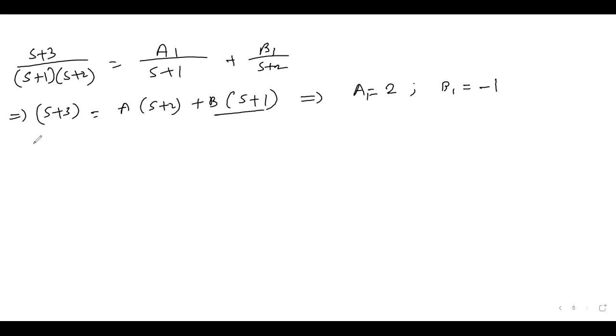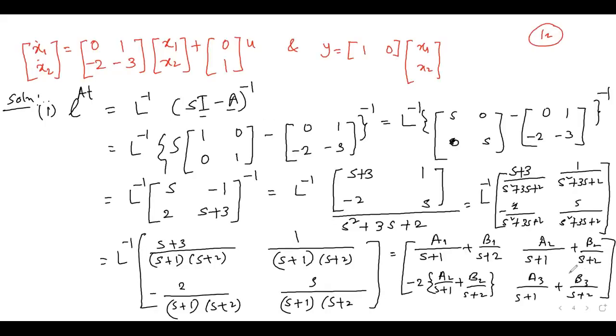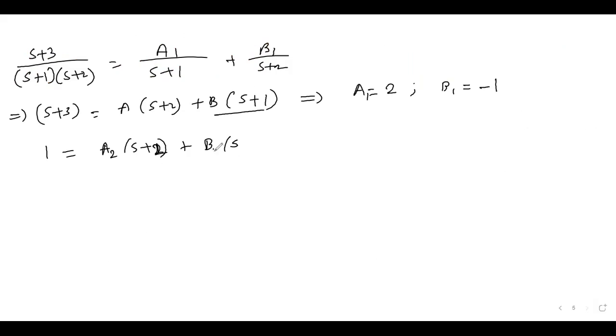Okay, now similarly the next one is just 1 by the same denominator. So here 1 equal to a2 into s plus 2 plus b2 into s plus 1. So find a2 and b2. a2 কত হবে? -1 ও 1 স্যার। a2 is -1 and b2 is 1. b2 1 দেখতে পাচ্ছ? Okay, very good.